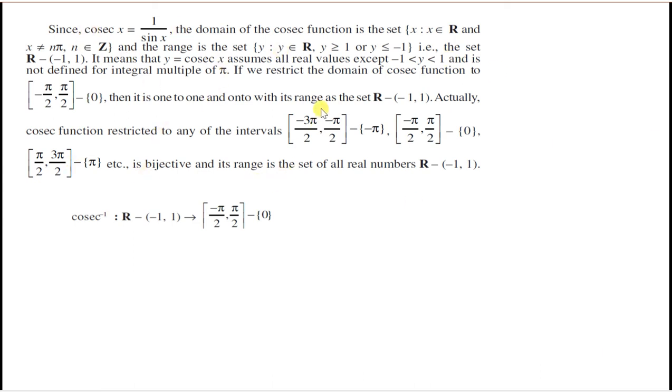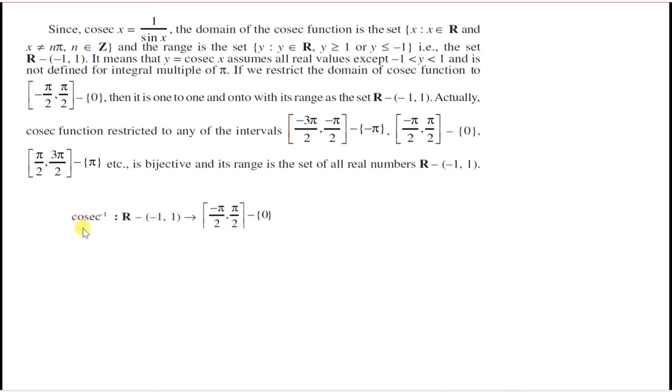Similarly, in the domain minus 3 pi by 2 to minus pi by 2 except at minus pi, or pi by 2 to 3 pi by 2 except at pi, in all these domains it is a one-one function, so it is invertible in these domains. Out of these, this is called the principal domain, the principal value branch, and the range is the set of real numbers R minus (-1, 1).